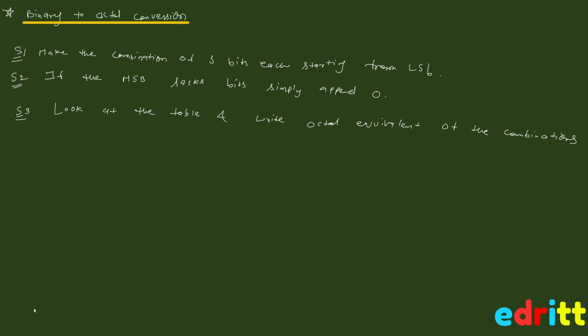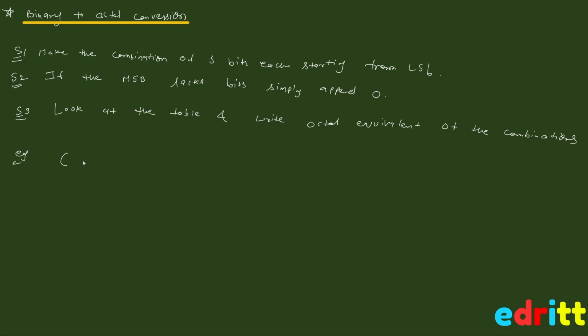In order to do binary to octal conversion, these are the steps you have to take into account. Firstly, whatever binary number you are given, you have to make combinations of 3 bits each, starting from the LSB. Now, if the MSB side of the binary number lacks bits, simply append zeros. This capital B, don't get confused, represents bits, not bytes. Now you simply look at the table and write the octal equivalent of each combination. Maybe it would be hard to understand, but let's directly jump into an example.